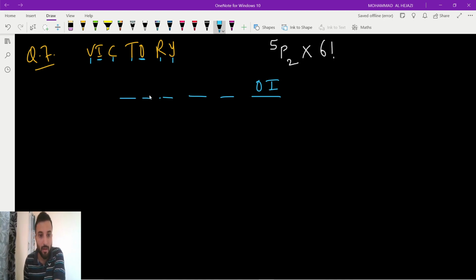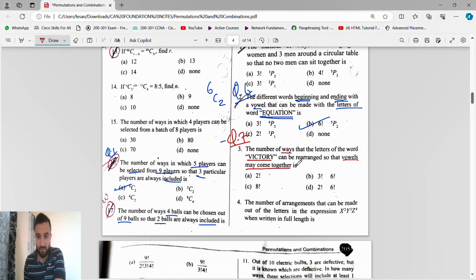So how many ways can we arrange? It is 1 2 3 4 5 6, so 6 factorial, and none of the letters are repeating. So 6 factorial is for the whole arrangement, and for the vowels which occur together, there are 2 vowels and none are repeating. So the answer is 6 factorial into 2 factorial.